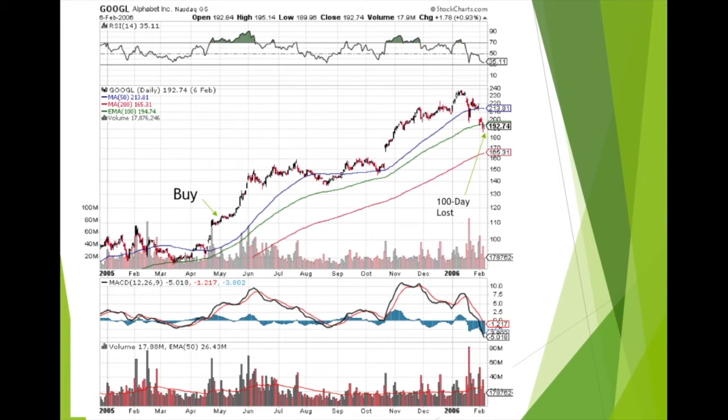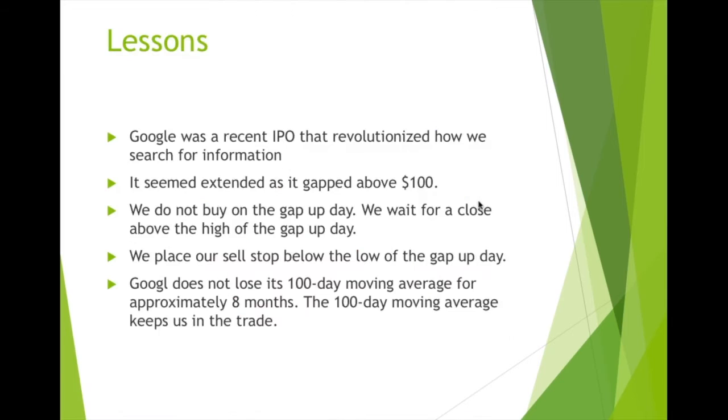So that's a nice gain, and you can see the massive volume here. It's really starting to turn over, so we've got to get out before our gains are lost. Lesson: Google was a recent IPO that totally revolutionized how we search for information. Everybody uses Google, even the term "Google it," right? So it really was a game changer.